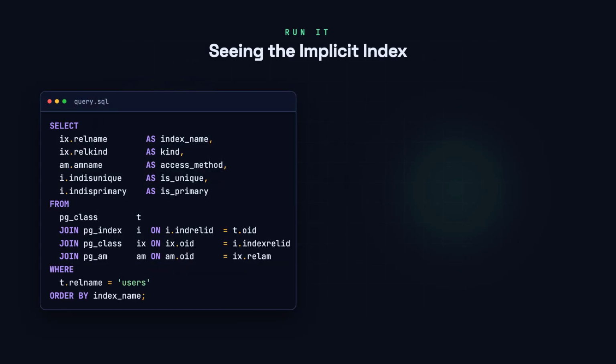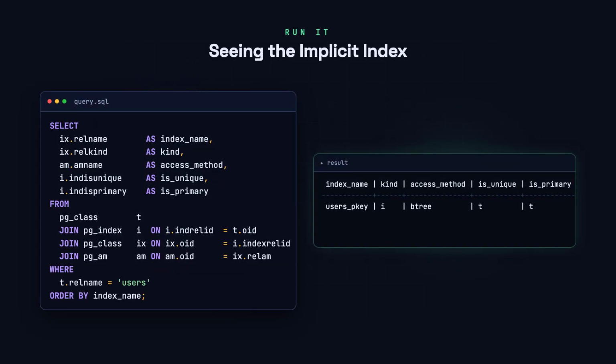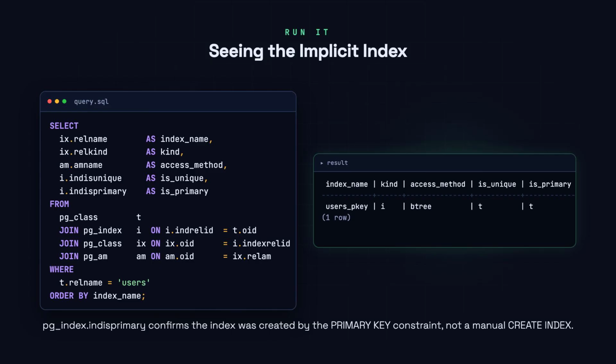We create a table using an identity column as the primary key, then query the catalog to see what Postgres built for us. Notice indisprimary is true, and the access method is B-tree. We never wrote CREATE INDEX anywhere.